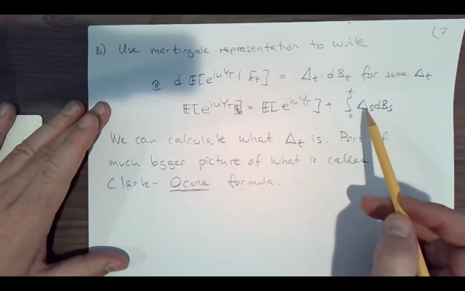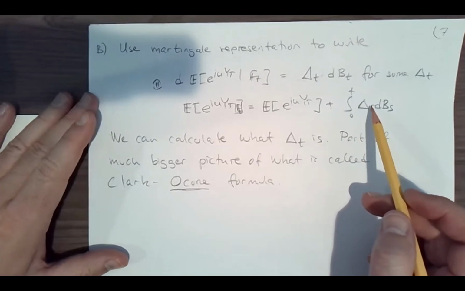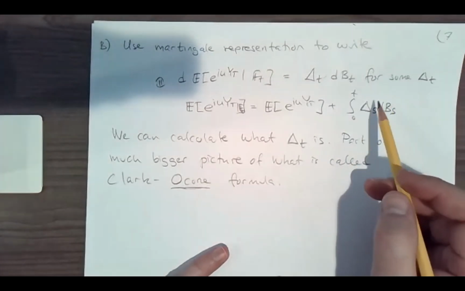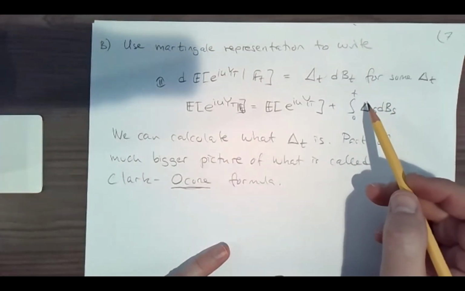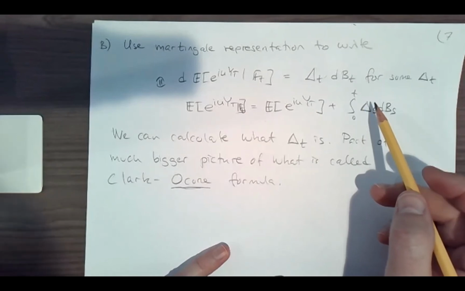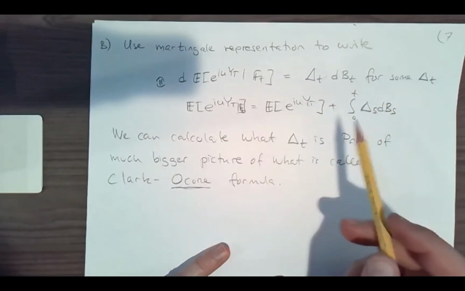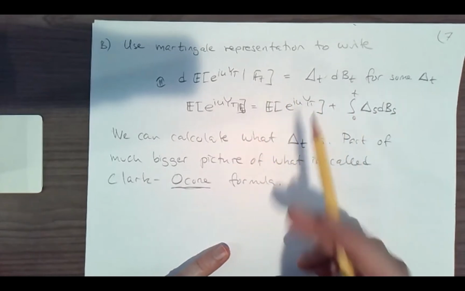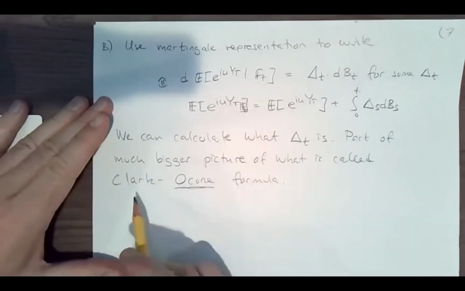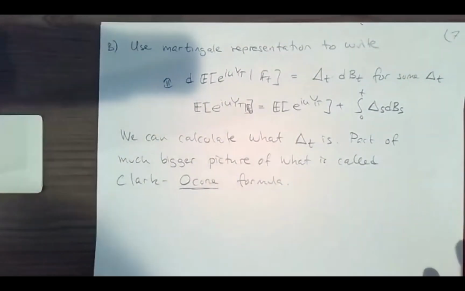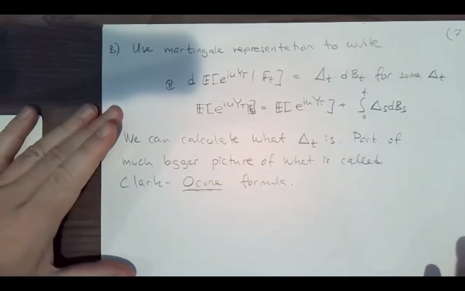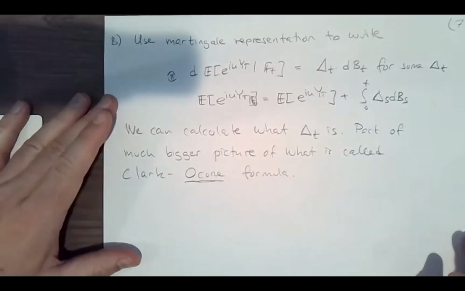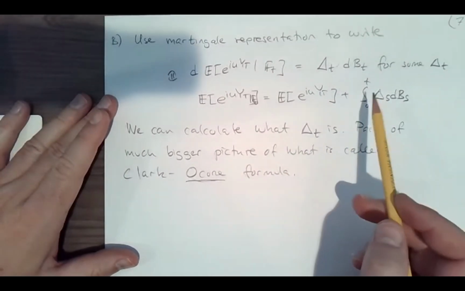So calculating what this integrand here is, this is a big deal in math finance. When you do it in 622, this delta that you'll find there is going to be the replicating portfolio. What we're doing here is we're using it to calculate these characteristic functions. So this is a quite important part of stochastic analysis for quantitative finance. So let's get to it. But we know that it has this form.